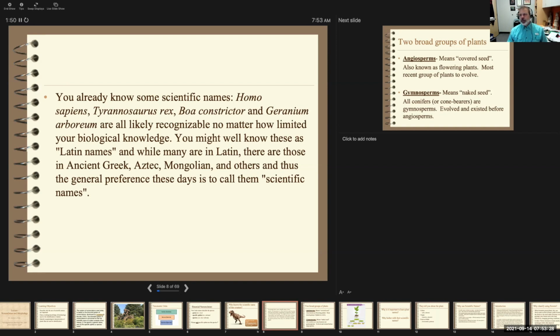Now, we typically or oftentimes hear these referred to as the Latin names of plants or animals, but that's not always the case. They can be from many different languages, and some scientific names are, as I've written here, ancient Greek, Aztec, Mongolian, and other different languages they come from, but a lot of them are derived from Latin, but that's not always 100% the case.